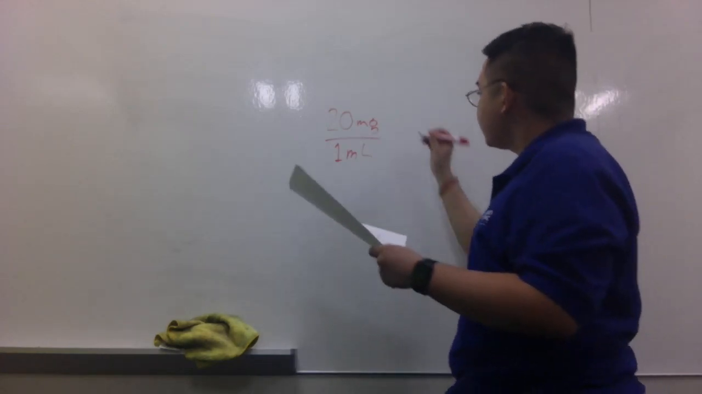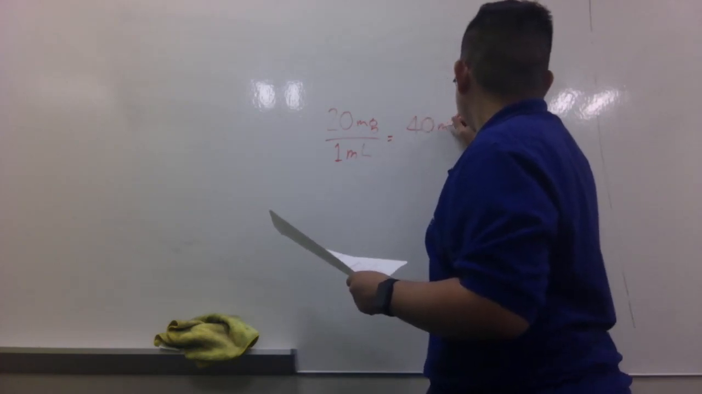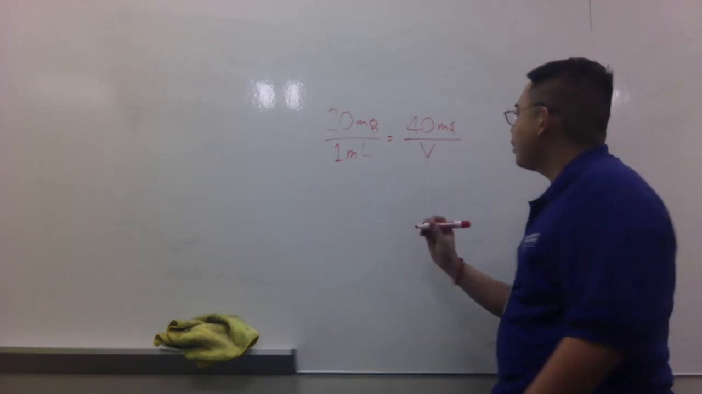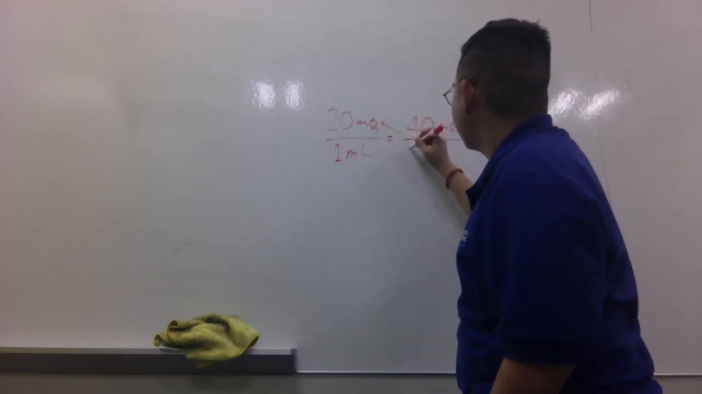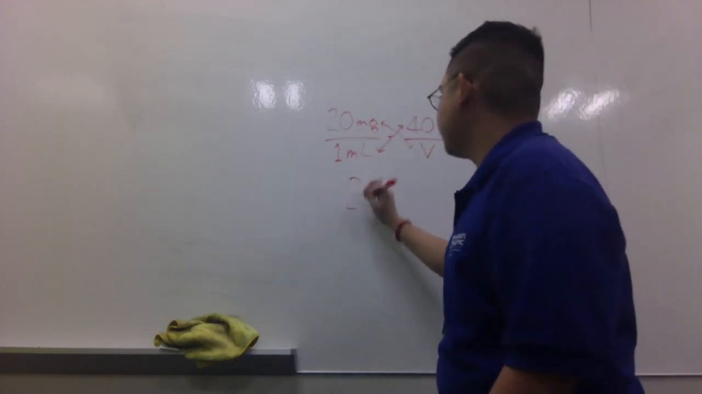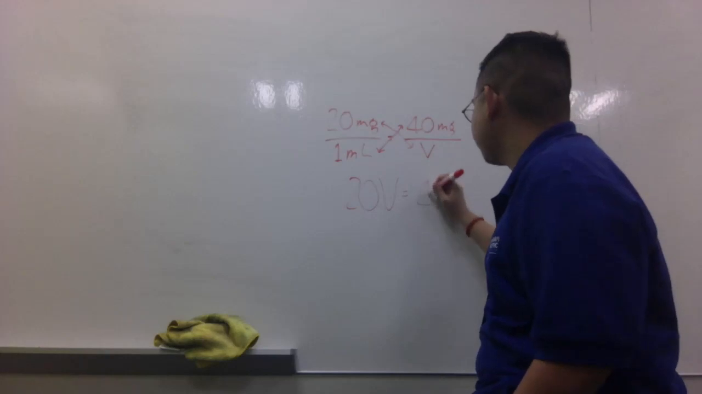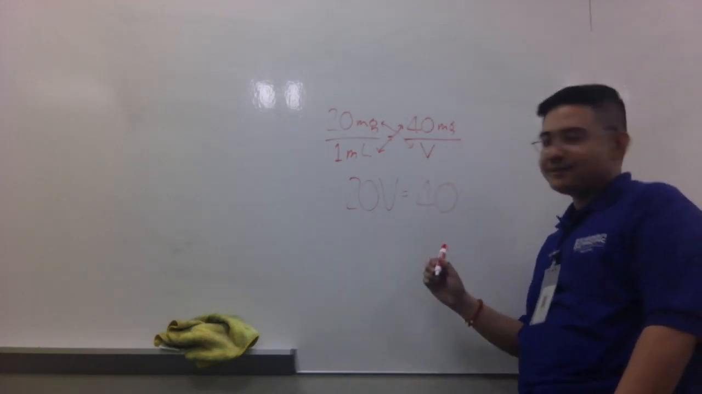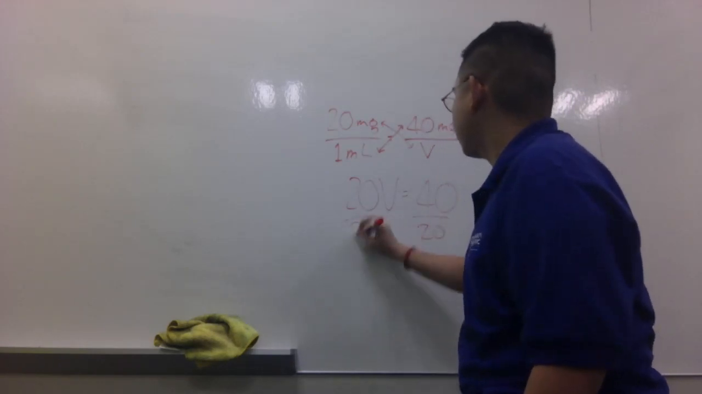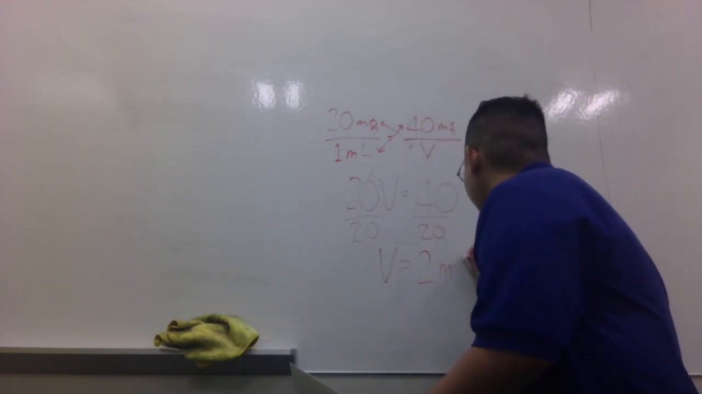So the doctor ordered 40 milligrams, and it's asking for how many mLs. Same deal. Cross multiply. You bring this down, you have this. You bring this down, you have this. Then you divide where the variable is. So you have the volume of 2 ml.